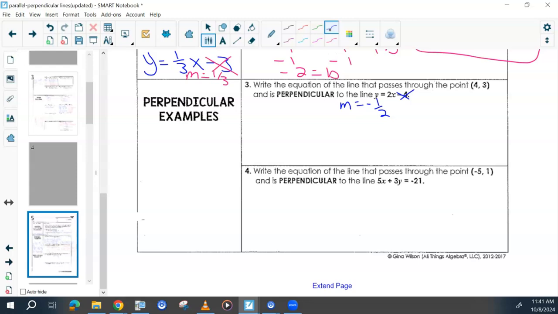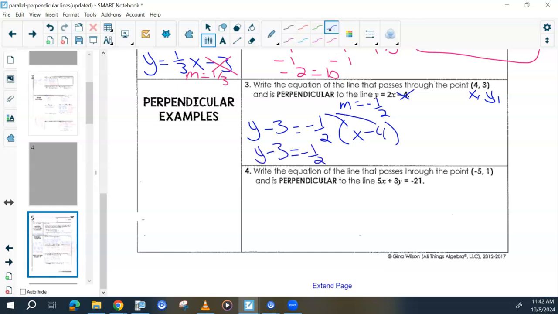So we're going to use the point slope on that one. This is our x1, our y1. So y minus 3 equals our slope, negative 1/2, parentheses, x minus 4. Go ahead and distribute the negative 1/2. This will become a positive 2. And then add 3 on both sides. So that y equals negative 1/2 x plus 5.